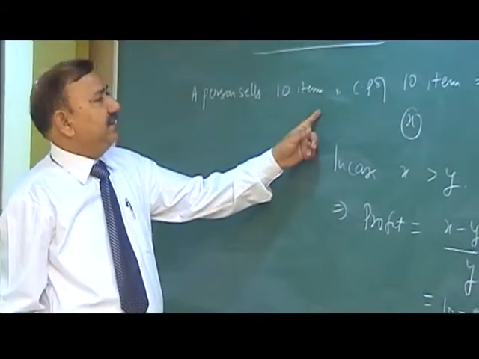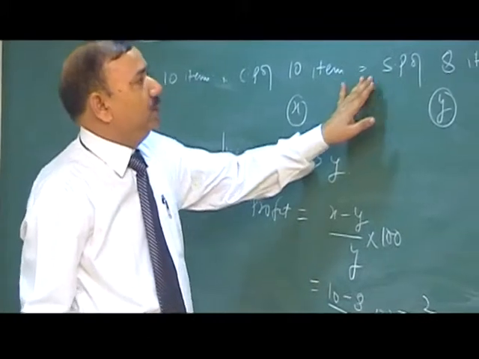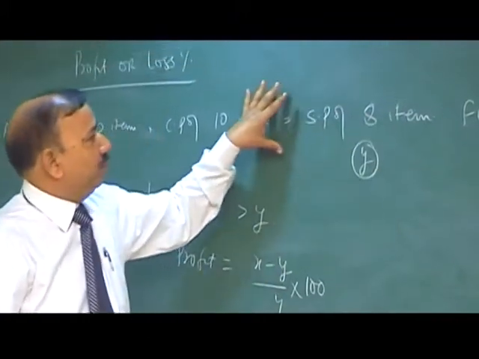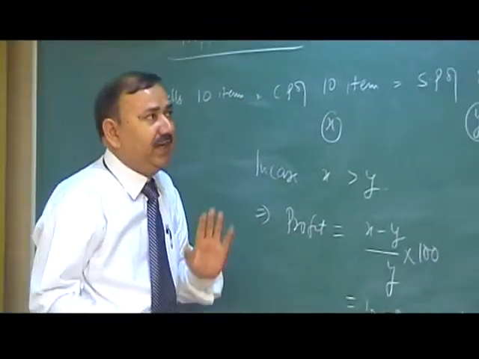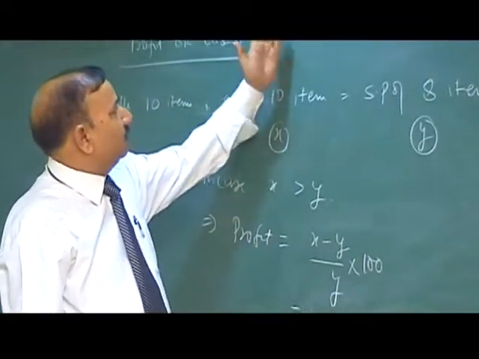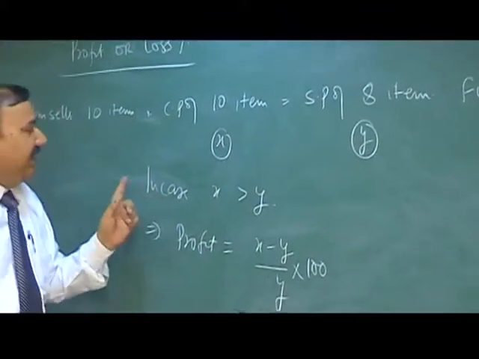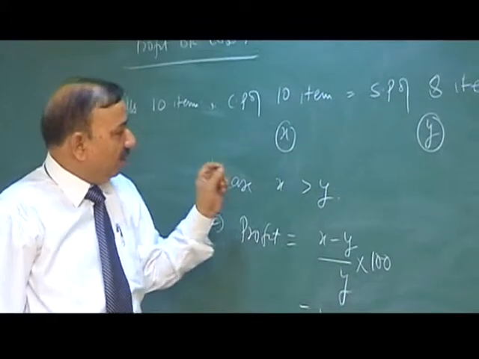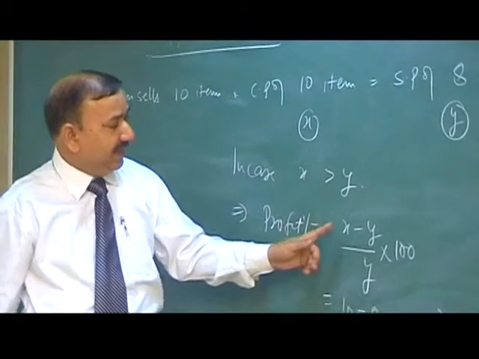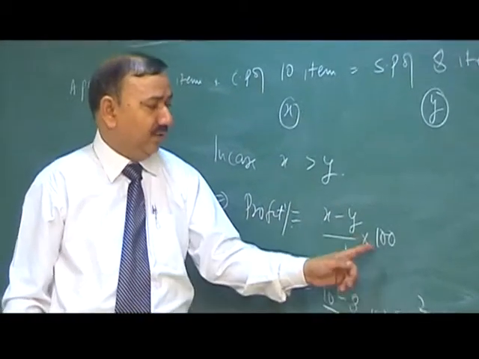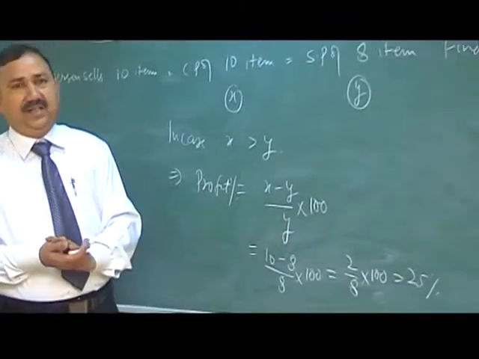If we sell 10 items, that is, the cost price of 10 items is equal to the selling price of 8 items, the question is to find profit or loss percent. In commercial mathematics type questions, we always write cost price on the left hand side and selling price on the right hand side. We check x should be greater than y, then there is always a profit. How to calculate the profit percent? It is (x minus y) divided by y into 100. Put the respective values of x and y, and we will get the profit percentage.